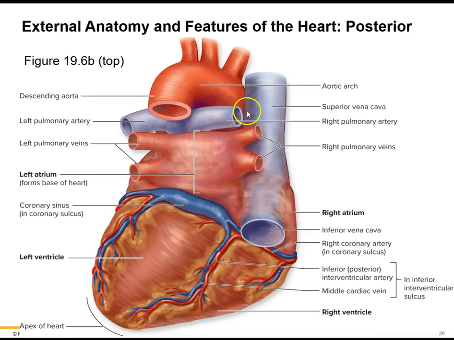And you can also see the aorta, the ascending aorta, the aortic arch, and then the descending aorta. You can see the coronary sinus here, and this is just a collection of coronary veins, and they come together to form the coronary sinus. And the coronary sinus is located in the coronary sulcus.